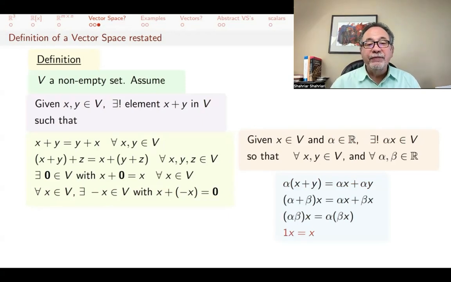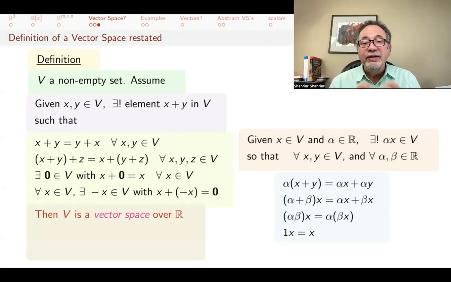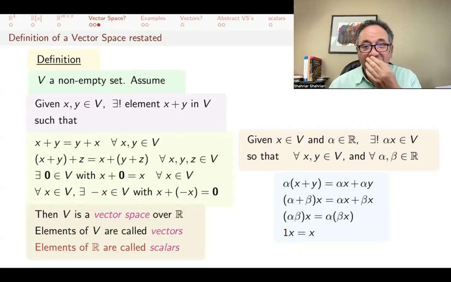The point is that if something walks through the door and says "I'm a vector space," this is what you have to check. You have to check that you have an addition and you have a scalar multiplication, and then in addition to that, you have 4 rules that you have to check for addition and 4 rules for scalar multiplication. If you have all of these things, then V is a vector space over R. The "over R" part is you're telling me what the scalars are, and they are real numbers. Elements of V are called vectors, and elements of R are called scalars. So what's a vector? It's an element of a vector space. And so it could be a matrix, a polynomial, or an element of Rn.